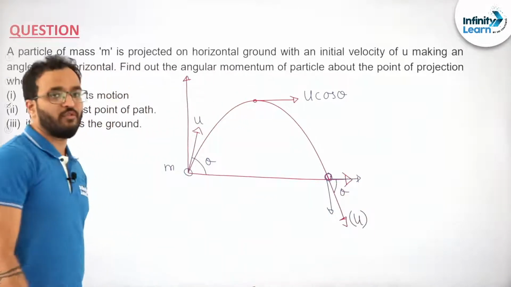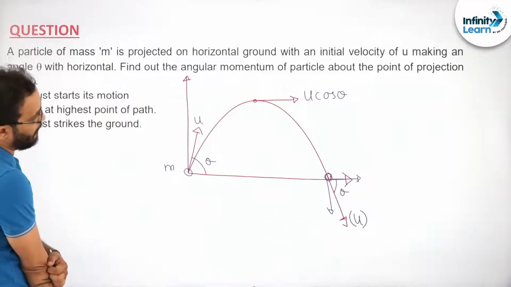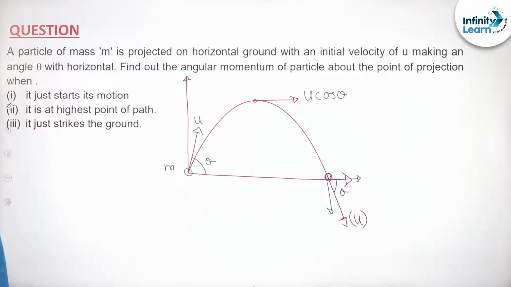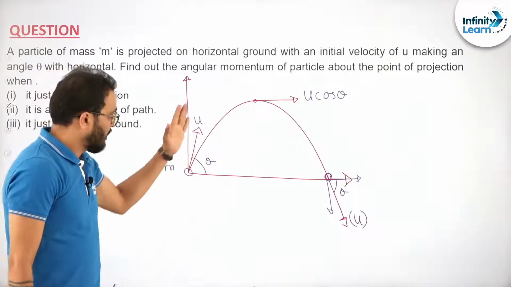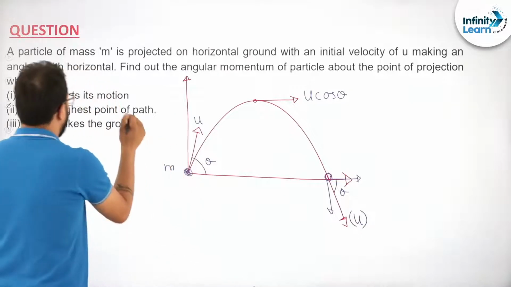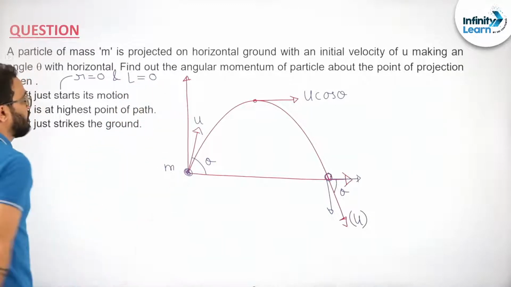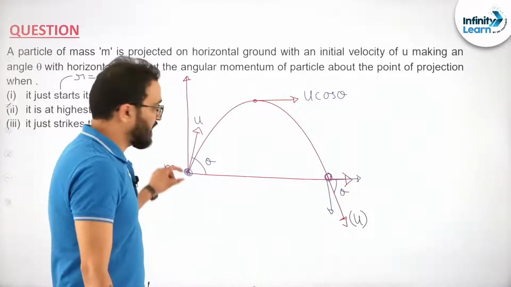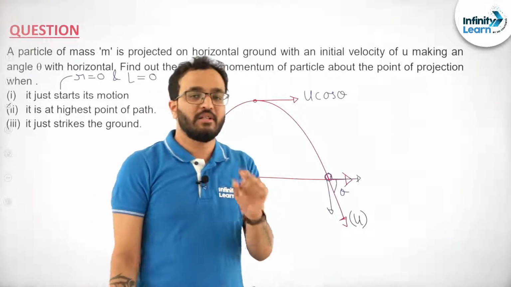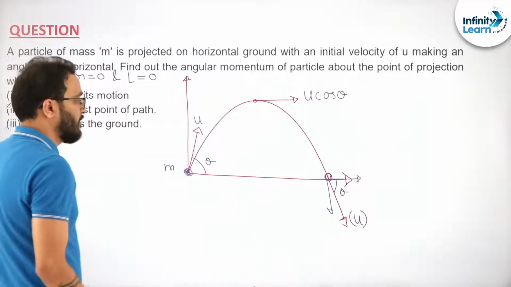Cool. Now we have to find the angular momentum of the particle about the point of projection. So about the point of projection when it just starts its motion, vector u is actually passing through the point of rotation. That means right now at the initial position, r is 0 and hence L is 0, because if the particle is at the point of rotation itself, then vector r will be 0. The distance between the point of rotation and the particle is 0, so obviously angular momentum will be 0 for the first case. So get over with it.